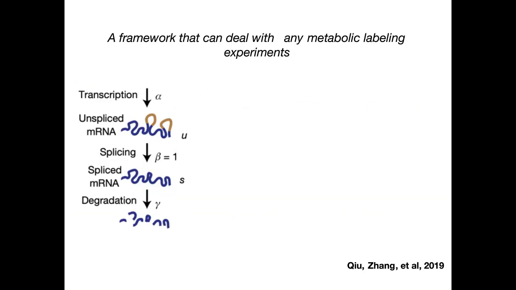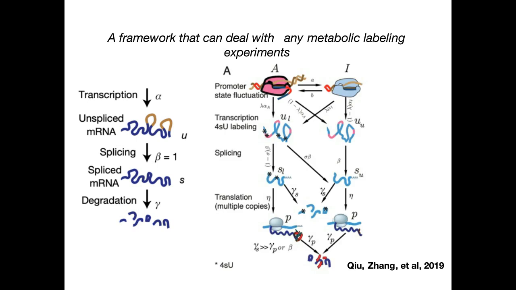So in order to deal with all these kinds of labeling strategies, we developed a very comprehensive model in Dynamo to handle this. Our model dramatically expands the original RNA velocity framework. We first consider the switching between the promoter states, so the active state can switch into the inactive state and vice versa.